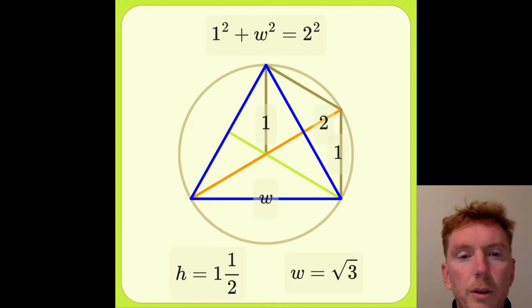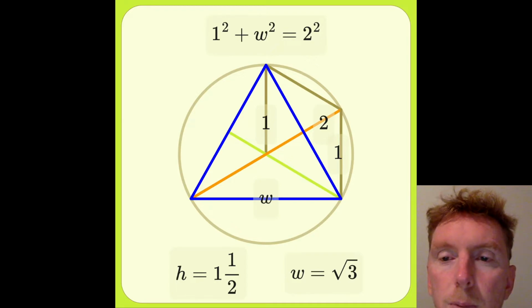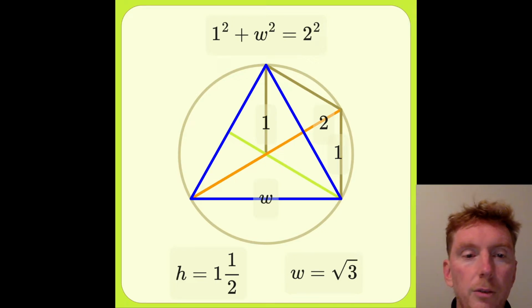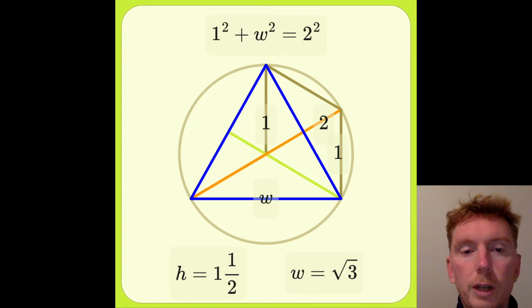Finding the base width is a little trickier, but again, we can use the diameter to form an outer right triangle, which must have sides w, 1, and 2. Therefore, w must be the square root of 2 squared minus 1 squared. 4 minus 1 is 3. We take the square root and have the side width.